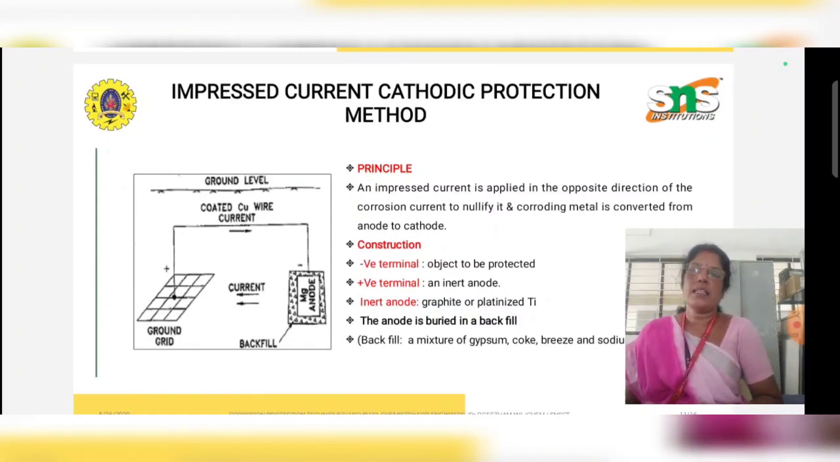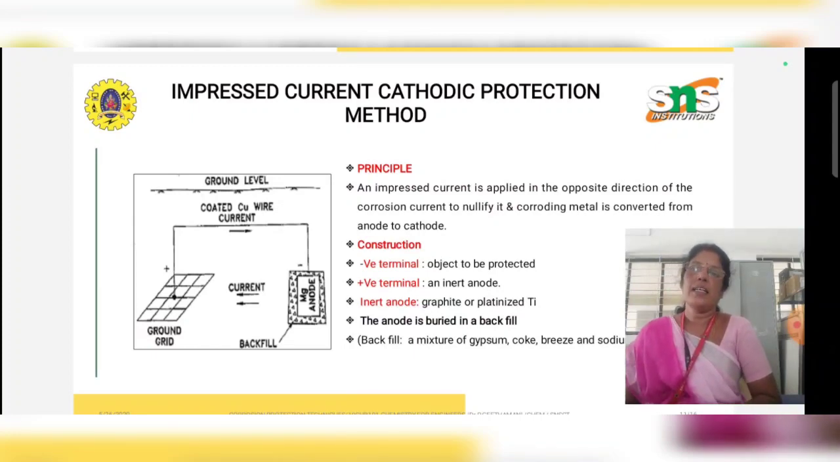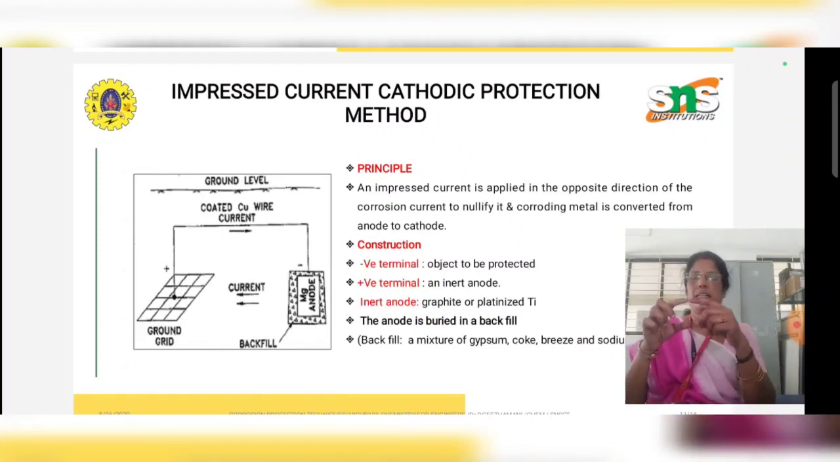So this is the impressed current technique method. That means direct current is applied in the opposite direction to the corrosion current, to cancel the corrosion current. This is called the impressed current cathodic protection technique. That means we have a battery. It consists of two terminals, one positive and another negative.